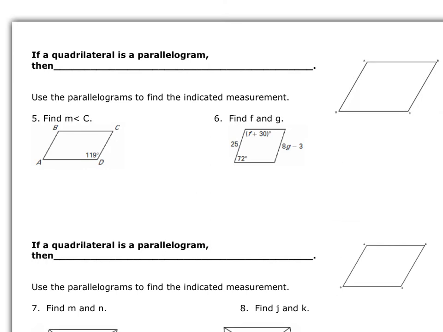Next one. So now, if a quadrilateral is a parallelogram, then consecutive angles are supplementary. And remember what that word supplementary means. Supplementary are two angles that add up to 180. So remember, these are going to be two angles that add up to 180. Consecutive, so remember, now they have to be along the same side.